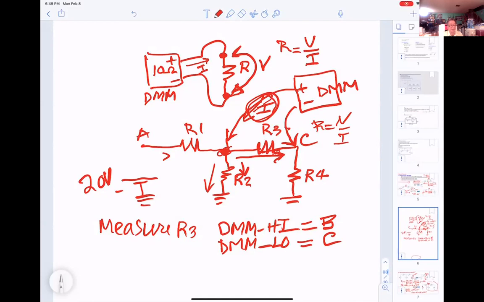Hey, we're not supposed to measure the resistor on the board. The only way you can do it, when they tell you to test it, is apply voltage here and measure the V right here. You're supposed to get 5 volts. And if you don't get 5 volts, then something can be wrong with R1, R2, R3, R4.